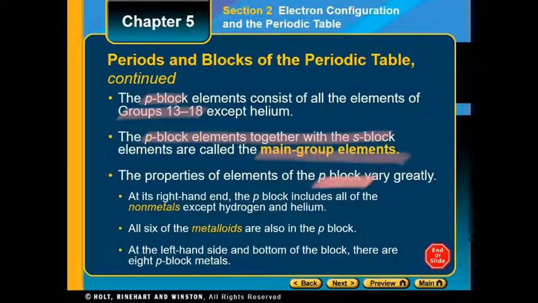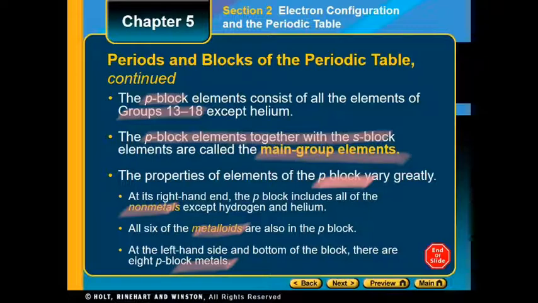So looking at properties of just the P block, it says it varies greatly. We have all kinds of elements going on in the P block. We have nonmetals in the right hand end. We have metalloids along the stair step. And then we also have metals in that lower left corner. So we have metals, metalloids, nonmetals all going on within our main group elements or within the P block.